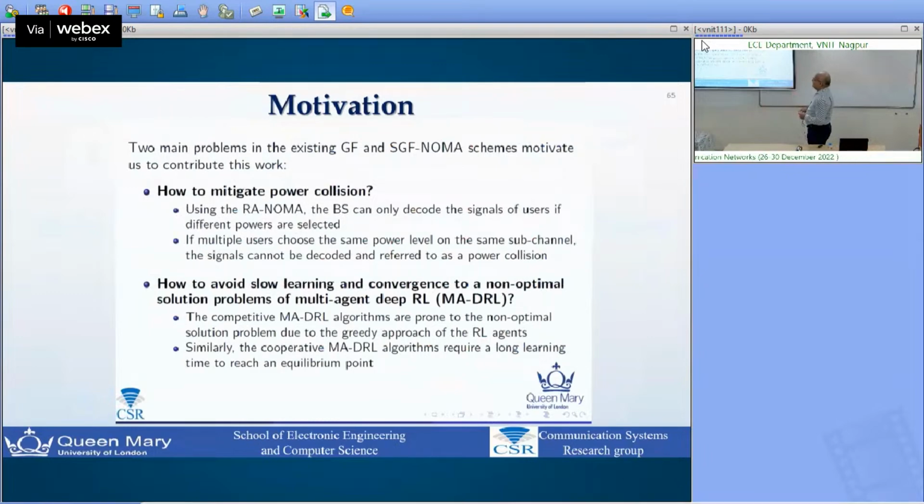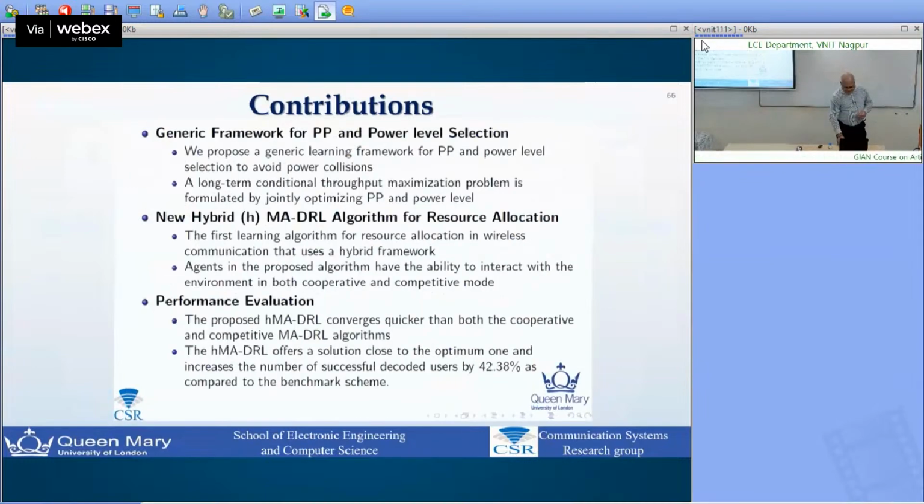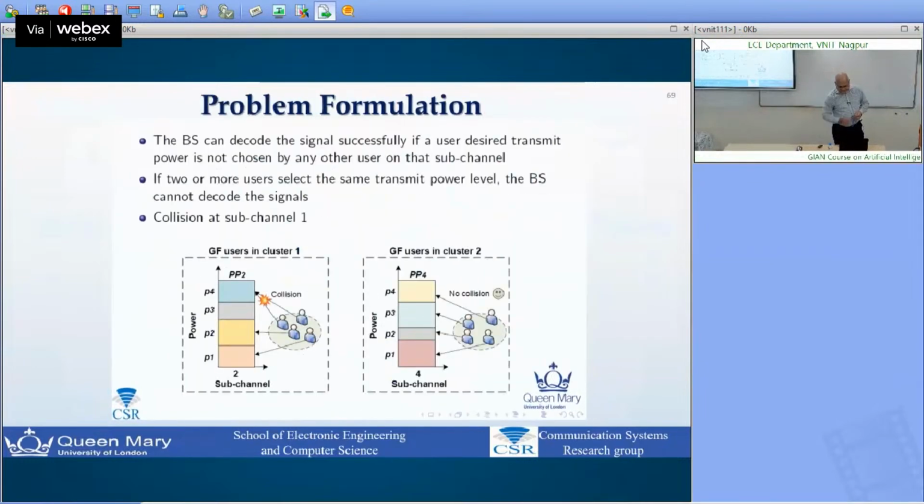That means more than 2 users select the same power level. So what does that mean? It's like this. In a particular sub-channel, you have these 4 power levels. If 2 grant free users select power level 4, then what will happen? We cannot decode.